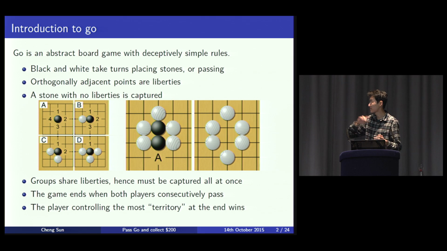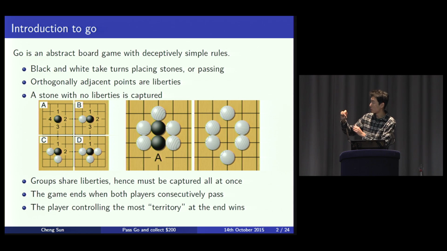So black and white take turns placing one stone each. Black goes first, and for each stone that's on the board, you have 4 orthogonally adjacent points, and those are called the stone's liberties. And as you can see in the leftmost diagram, a stone with no liberties, meaning those liberties have been taken up by the opposing player's stones, that stone in the middle is captured and is removed from the board.